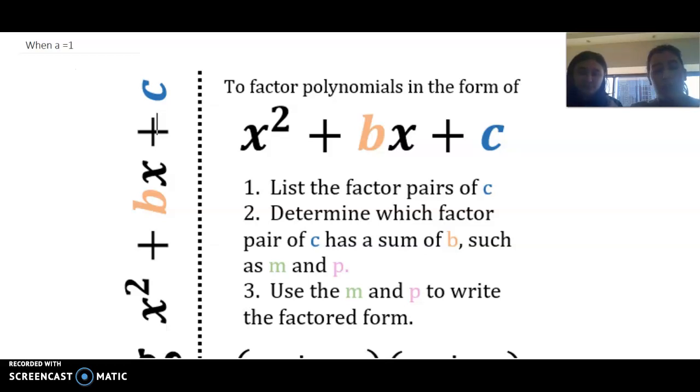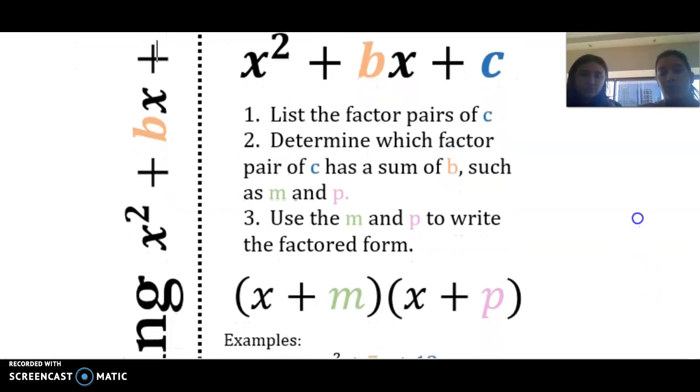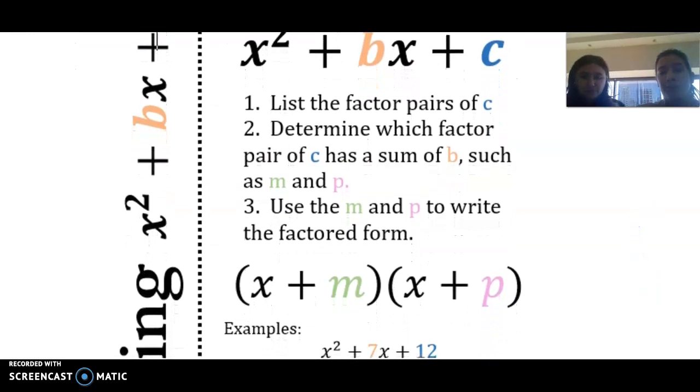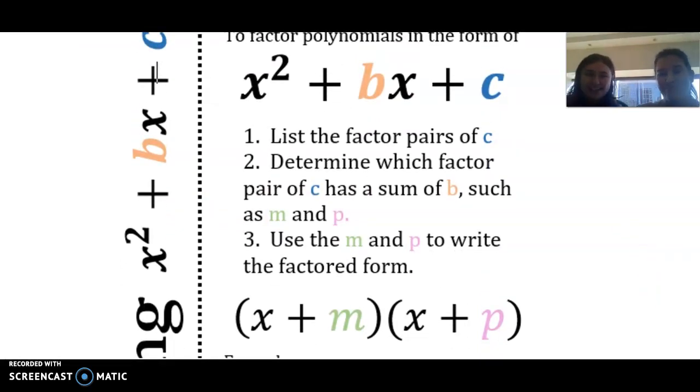Okay, if you look at the notes on the screen, it says to factor polynomials in the form of x squared plus bx plus c, there are a few steps to follow. Step 1: list the factor pairs of c. What does it mean to be a factor, Robin? That you can multiply to make c. Perfect. Two numbers that multiply to get whatever our c value is, whether positive or negative. Step 2: determine which factor pair of c has a sum of b, such as m and p.